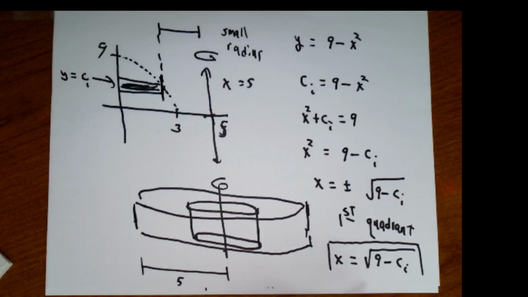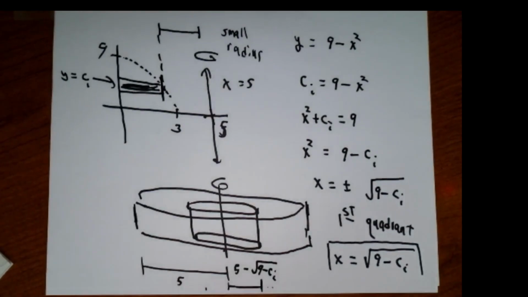of 9 minus ci. So by this point, we've identified what we're going to call the perpendicular height, delta y number I. We've identified the large radius, which is always 5 in this case. We've done some algebra and figured out that the small radius must be 5 minus radical 9 minus ci, where ci is a representative y value in the one particular chunk that we're thinking about right now.